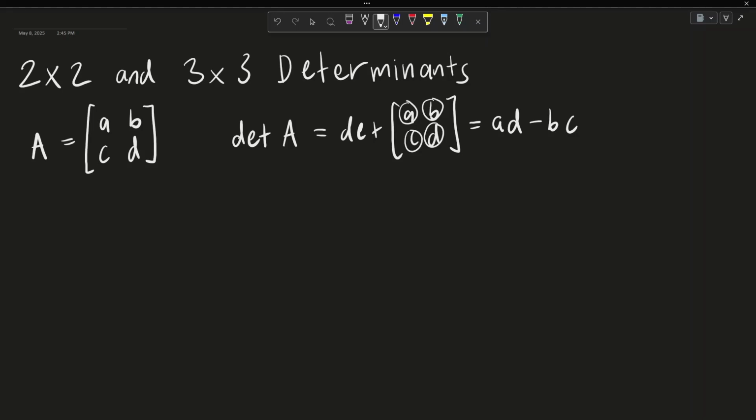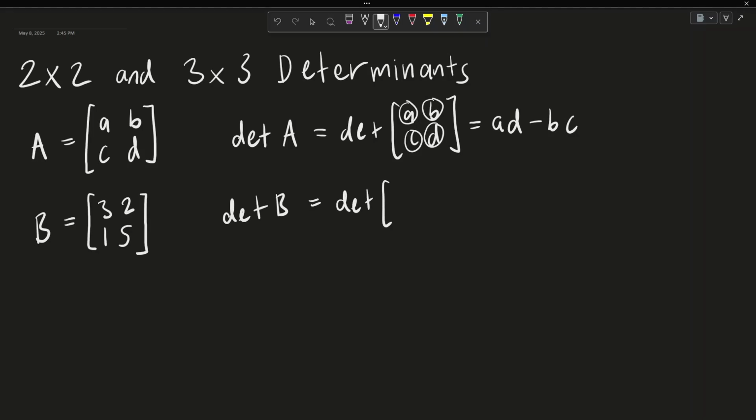So let's show an example. Let's say that matrix B is equal to 3, 2, 1, 5. If we wanted to take the determinant of B, which is equal to the determinant of this matrix, we'd find that this is equal to 3 times 5 minus 2 times 1, which is equal to 15 minus 2, or 13.